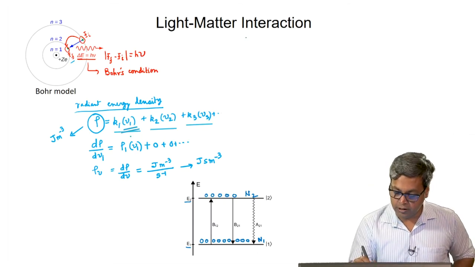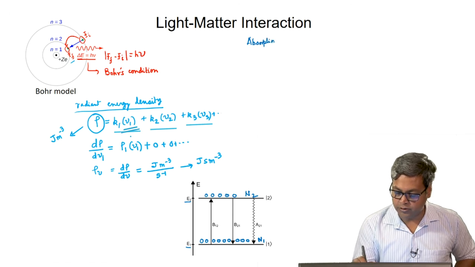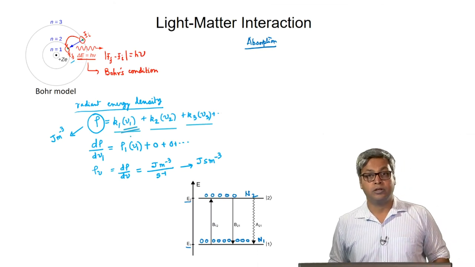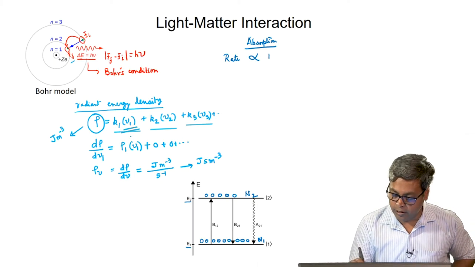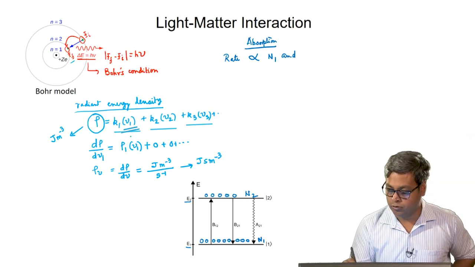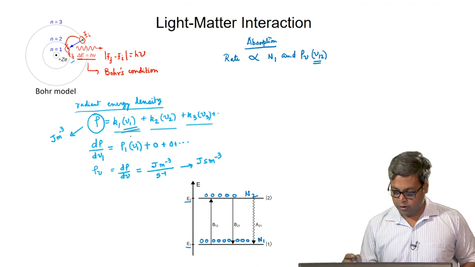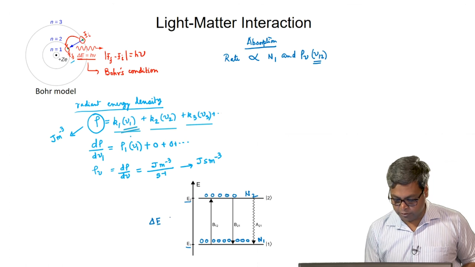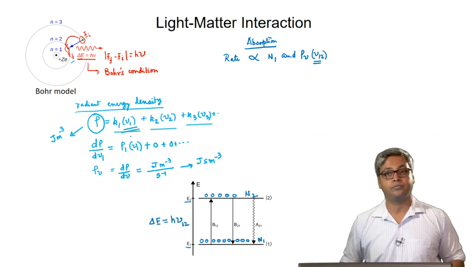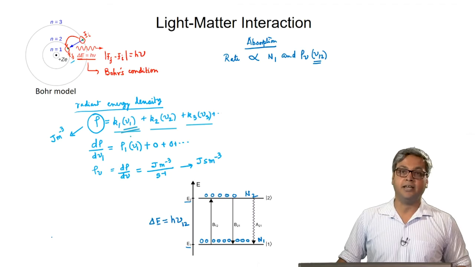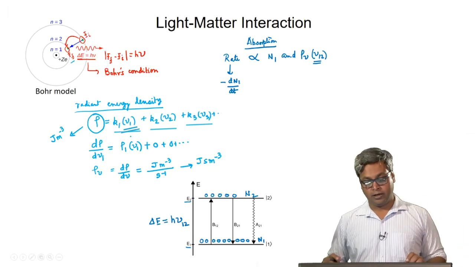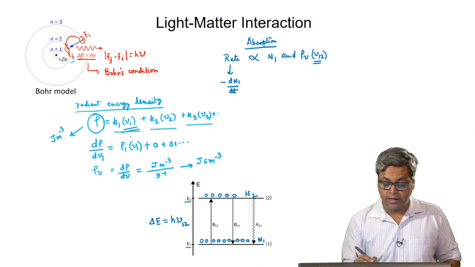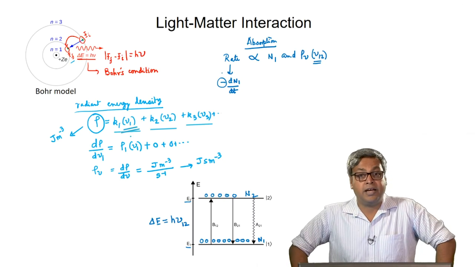So, if we consider the absorption process, Einstein proposed that the rate of excitation is proportional both to N1 and also rho nu, nu12, where this nu12 corresponds to the energy difference delta E between the two states. The energy difference is given by h nu12. The rate of transition from the ground to the excited state is given by minus dN1 dt, or how the molecules in the ground state are changing over time. The negative sign here indicates that N1 is decreasing with time.